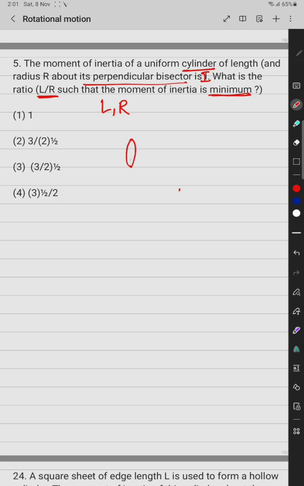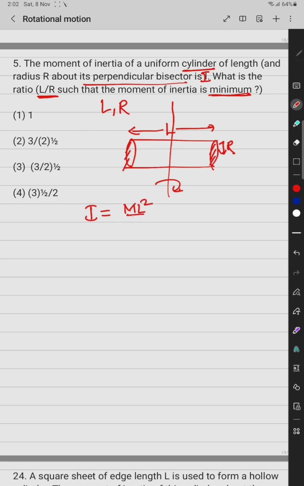Suppose this uniform solid cylinder has length capital L and radius capital R. About the perpendicular bisector, the moment of inertia, according to the rod, is ml square by 12. According to the diameter of the disc, it is mr square by 4. We know the mass of the cylinder is constant, therefore the volume is constant, and volume is equal to pi r square, the area, into length.